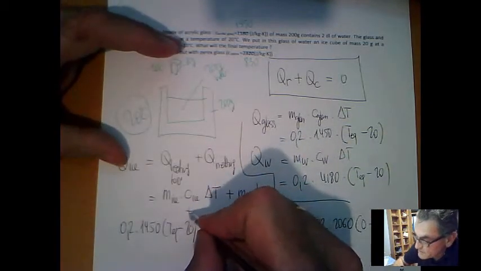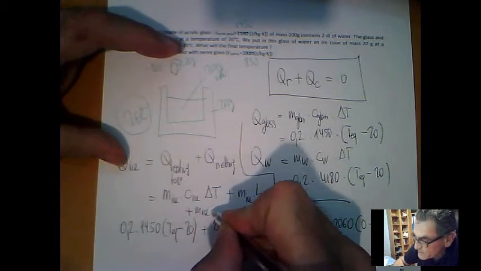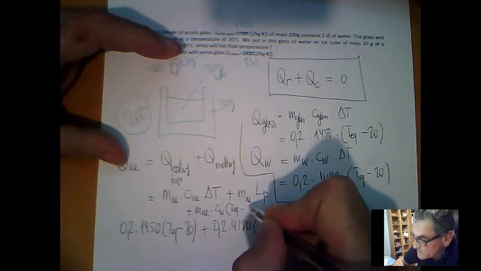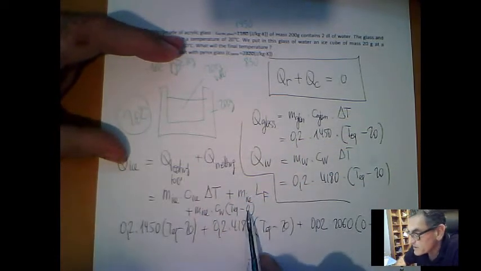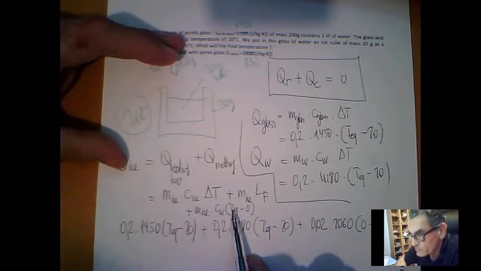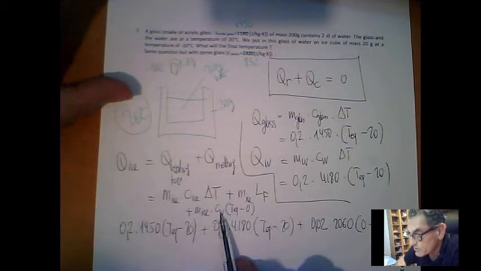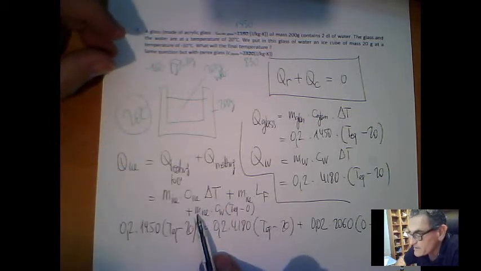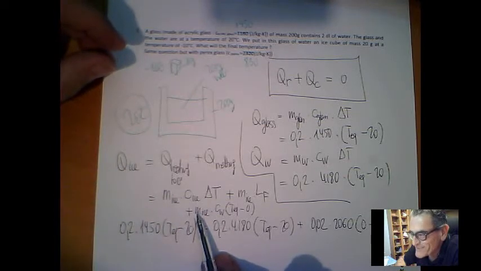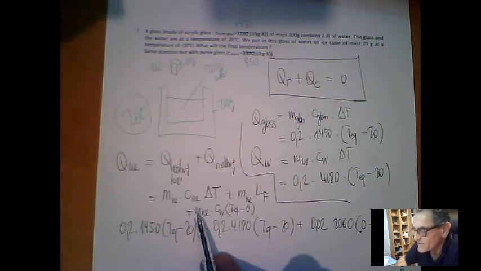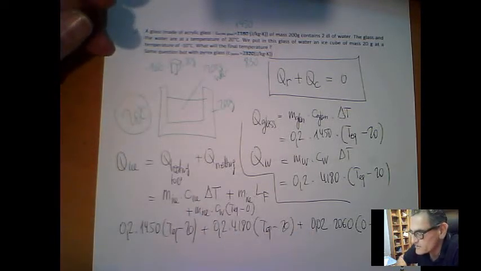So I still need a term which is the mass of the ice times C of the water times TEQ minus 0, because I am starting here with water at 0 temperature. I've just melted it, and this water needs energy to go up to the equilibrium temperature. But now it's no longer ice, it's water. So I need the C of the water, but the mass is still the mass of the ice, because this ice that I have transformed into water had this mass initially. Okay?